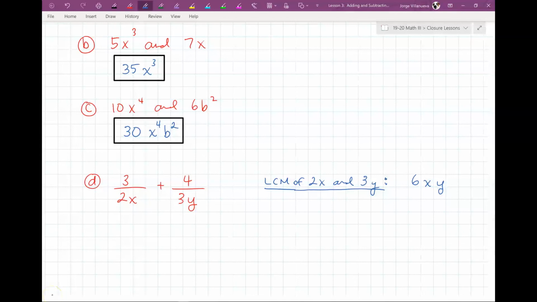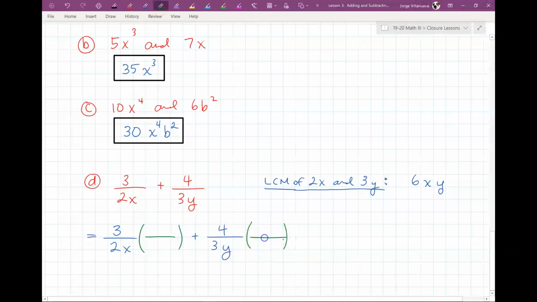So now what you're going to do is you're going to say, okay, I need to have a 6xy in my denominator. So what I'm going to do is I'm going to write 3 over 2x is the same thing times something, and then plus 4 over 3y times something. Okay, that something that we're looking for is a number that will make my denominator 6xy.